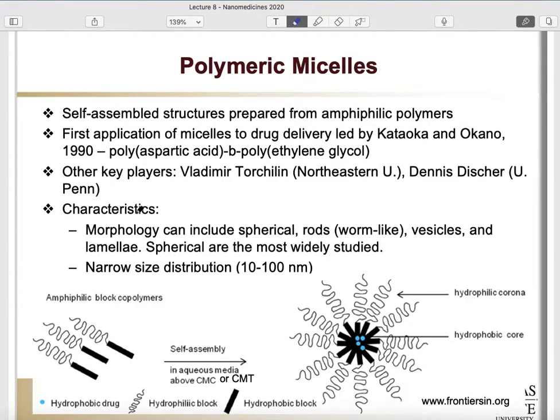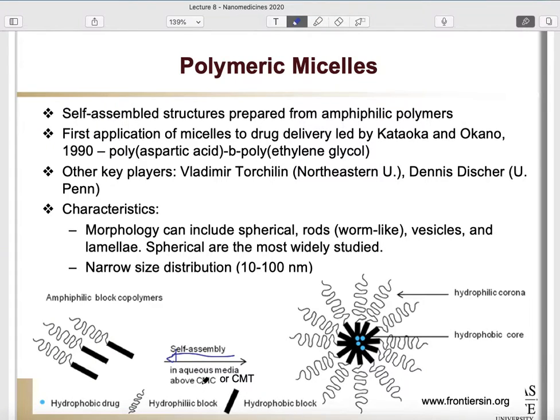The characteristics of these micelles include that the morphology can be spherical, rods or worm-like, vesicles or lamella, and the sphericals are the most widely studied, and these are the ones that we have talked about the most in this class, of course. They have a narrow size, which tends to be 10 to 50 nanometers, maybe up to 100 nanometers, and as we mentioned, that is a self-assembly process. This is a reversible process, I should mention, so this should in fact have a double-sided arrow, in that they can go back into solution.